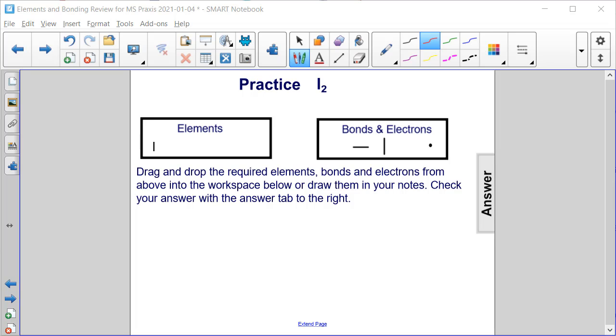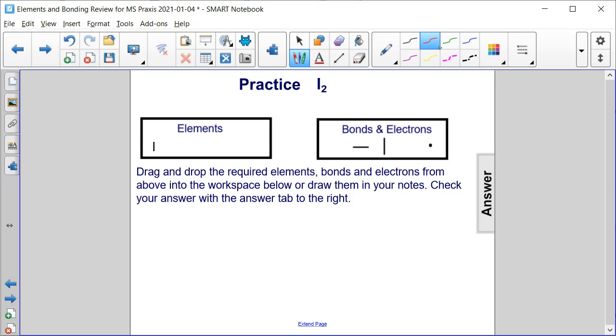All right, now let's practice and draw the Lewis structure for I2. Now, we have some element symbols. This is the element symbol for iodine. These are single bonds and lone pairs of electrons that you can drag and drop to form the compound. I'm going to just use my pen, but I'll show you how to drag and drop for this first example just so that you can see.